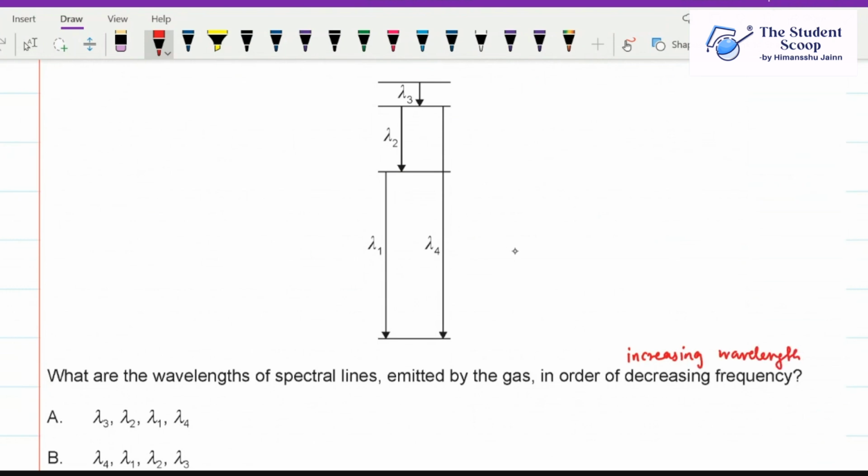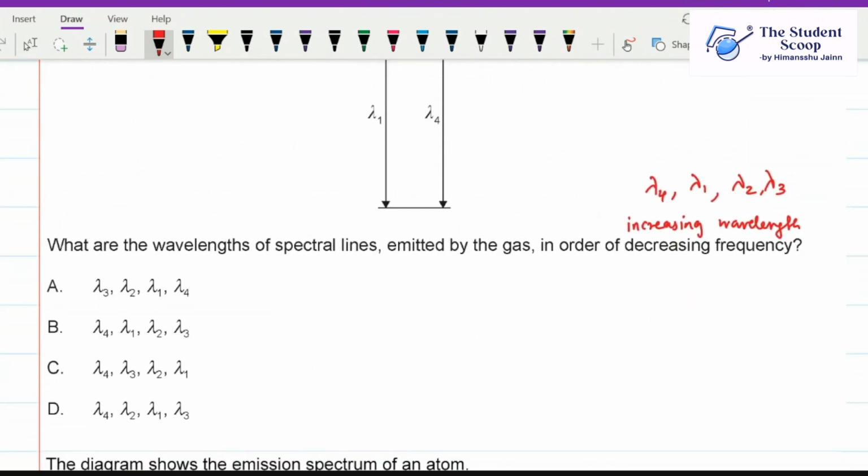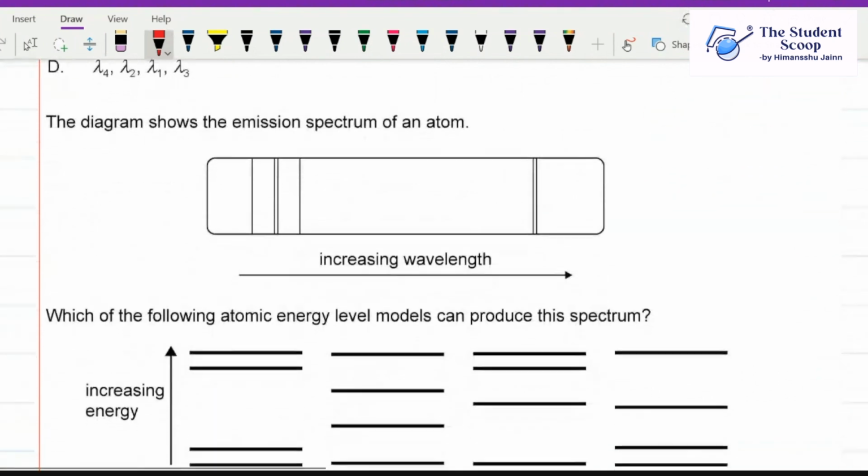Okay. So increasing wavelength will be what? The one with the shortest energy difference will have the highest wavelength. So lambda 3 will have the highest, because the energy levels are very close to each other. Likewise, the second one will be lambda 2, then the third will be lambda 1, and then lambda 4, since it has the highest energy difference, will have the lowest wavelength. So which option matches this? It is B.